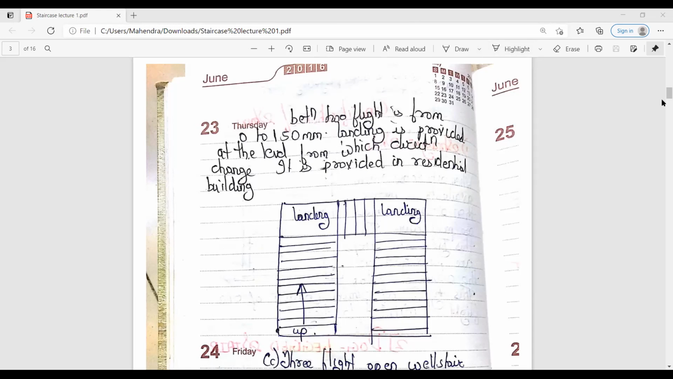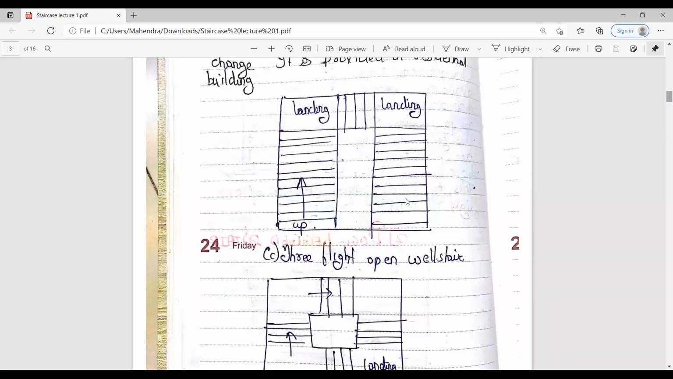The third type of the staircase is the open well staircase. As you can see in this particular diagram, this is of the type of the open well staircase. This type of the staircase is being mostly provided in the public buildings or the commercial buildings. And in this particular type, a rectangular space, as you can see over here, is being provided between the 2 flights.